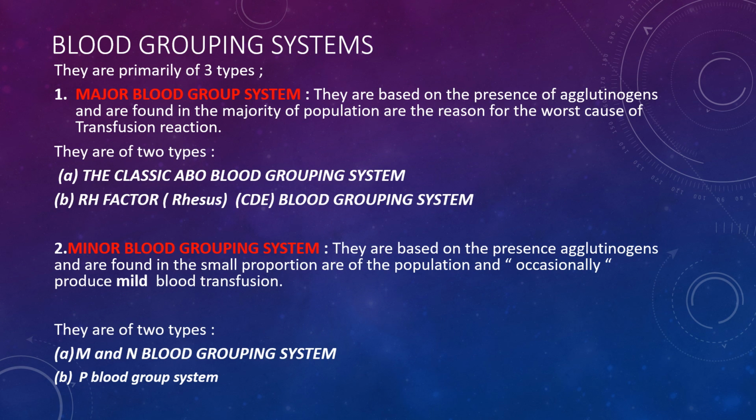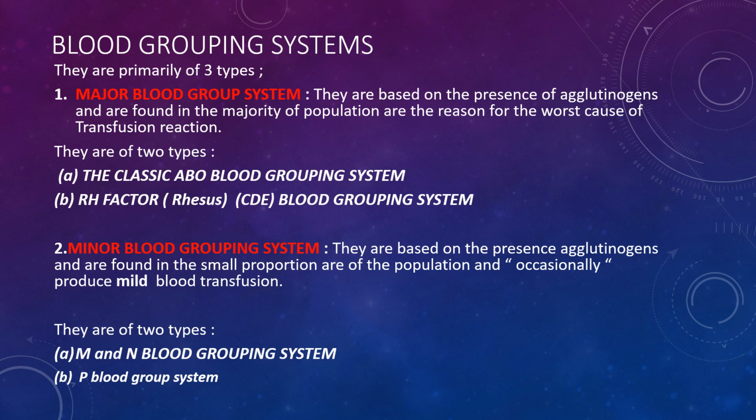The blood group systems are primarily of three types. The major blood group systems are based on the presence of agglutinogens and are found in the majority of the population. They are the cause of the worst transfusion reactions. These are of two types: the classical ABO blood group system and the Rh factor blood grouping system. The Rh factor CDE is nothing but the antigens present as three different types: the C antigen, D antigen, and E antigen.